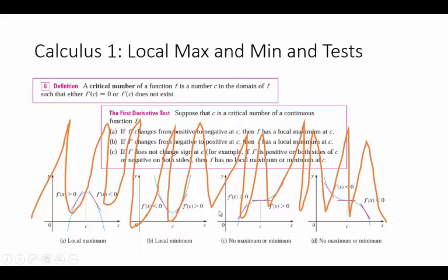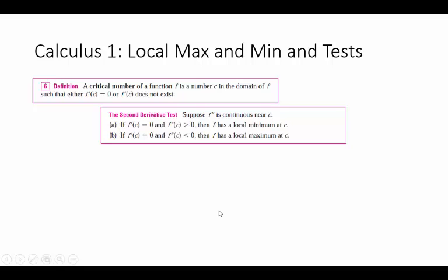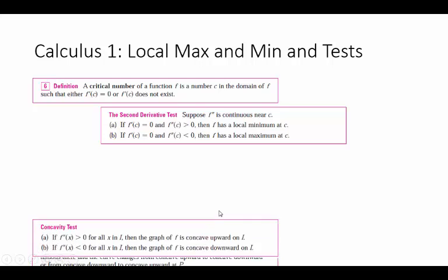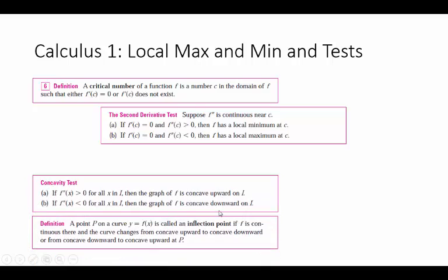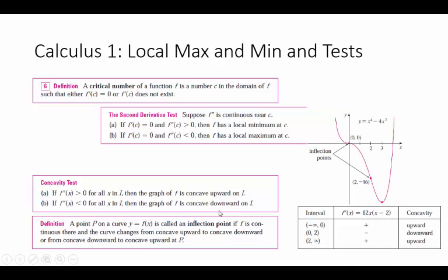and go into a different test, and the other test is called the second derivative test. Now you have to be careful that this is not a test for inflection points. It's not a test for concavity. A test for concavity is when we use the second derivative to find out the change in concavity and find the inflection points that way.